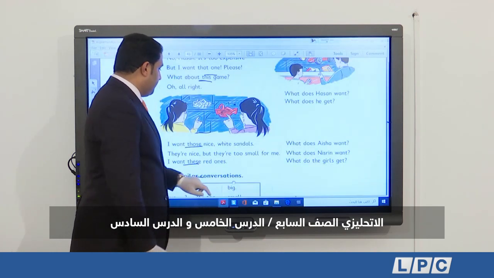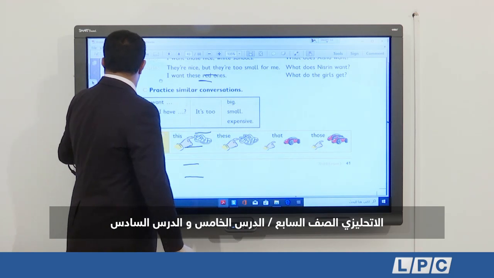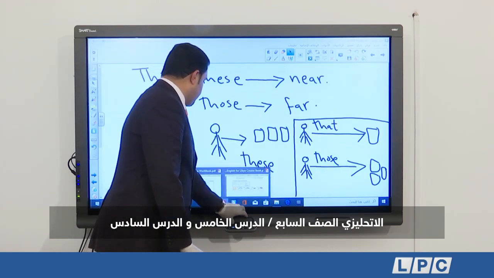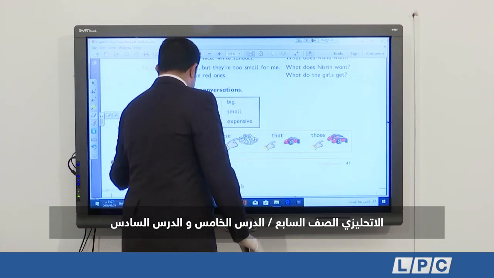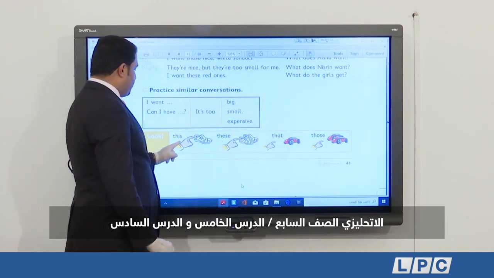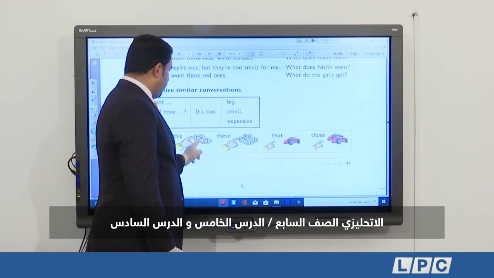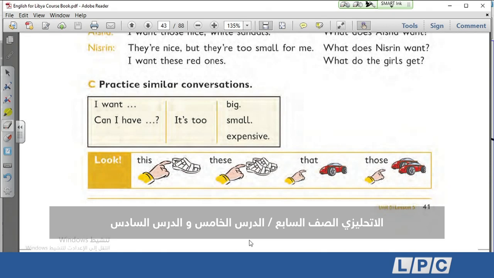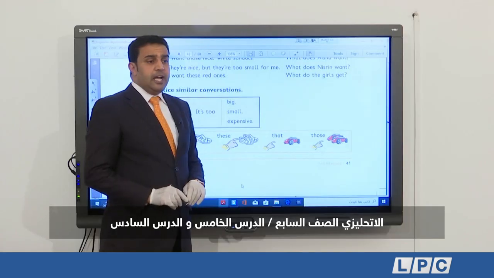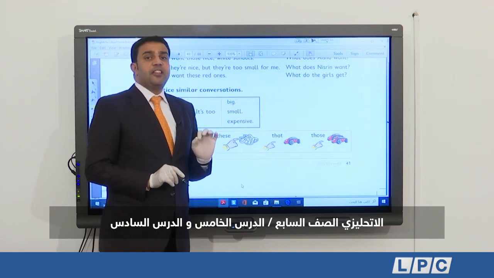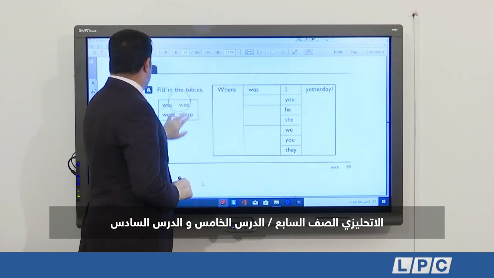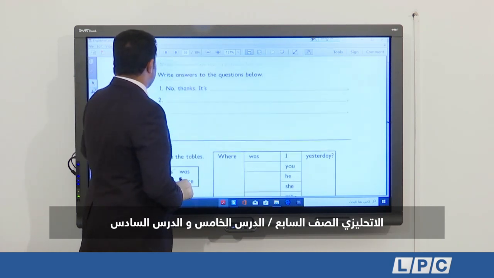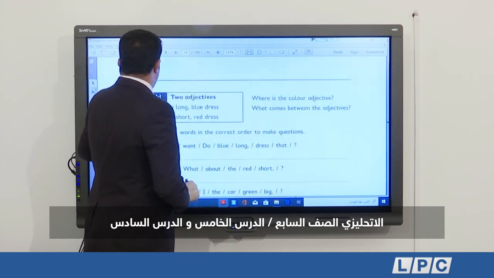Okay, let's go back to the book. Look here. The eraser. Okay. Look at the picture here, in the box. This is near, these is plural near, that is singular far, those plural far. Right? Very good. So now open your workbook on page 39. Page 39, to know what exercise we are going to use in this one. Okay, this one here.